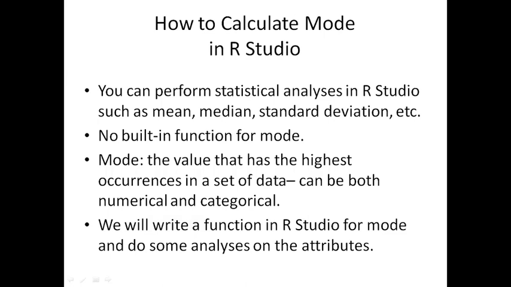So mode is basically the value that has the highest occurrences in a set of data. And in this case, it can be both numerical and categorical. So I will show you how to write a function in RStudio for finding mode, and we will do some analyses on different attributes. One will be on numerical attributes, and the other one will be a categorical attribute.